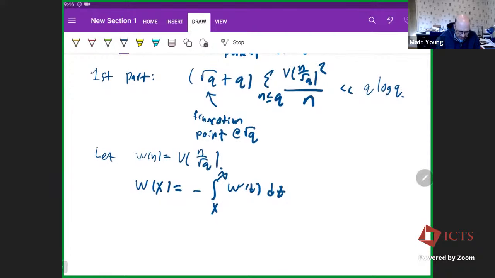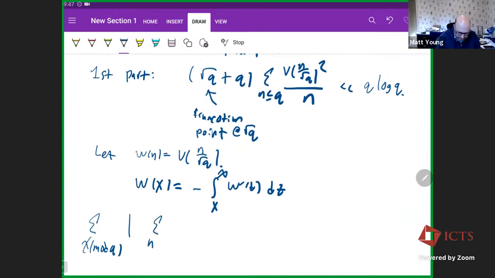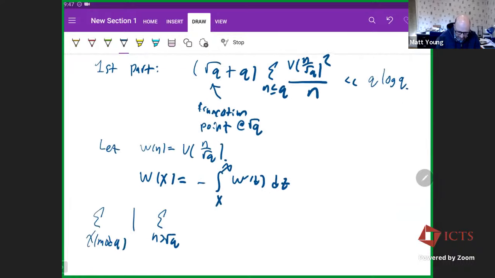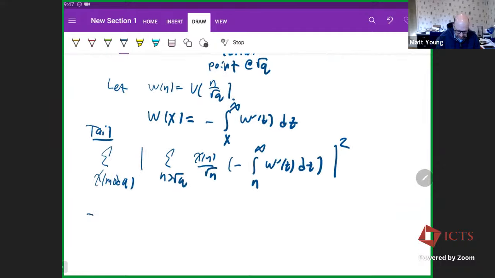And so the thing I want to bound is the sum over chi mod q, sum over n bigger than root q, chi of n over square root of n, and then my w of n I'm writing as the integral from n to infinity of w prime of t dt, squared. So this is my tail term, and I'm just using summation by parts. This is a useful technique, so I wanted to show it because even if we could get around it this time, there are other places where we can't.